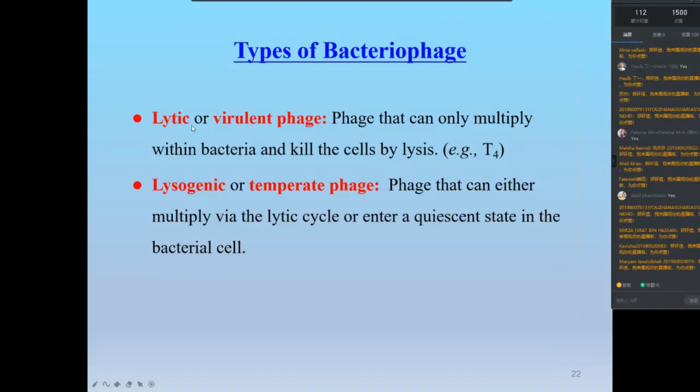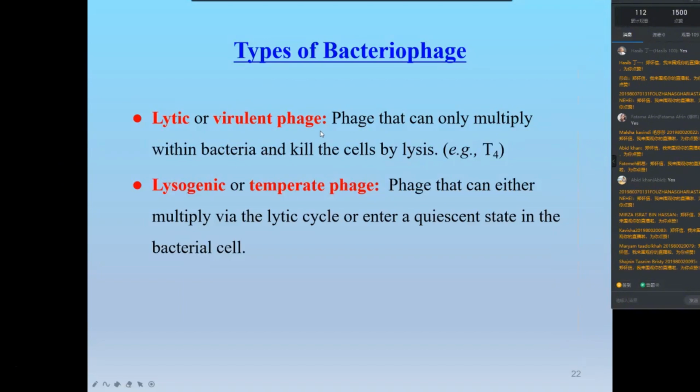The first one is lytic, like T4 phage, or we call it virulent phage. These phages can only multiply within bacteria and kill the cells by lysis, including T4. Another type of phage is called lysogenic or temperate phage. Temperate phage can either multiply via the lytic cycle, or sometimes they can enter a quiescent state in the bacterial cell.